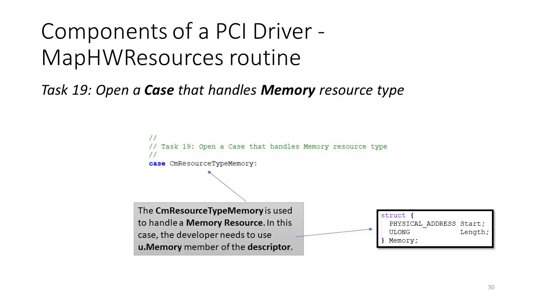Task number 19, open a case that handles the memory resource types. The CM resource type memory is used to handle one or more memory resources provided by the device. In such a case, the developer needs to use the U.memory member of the descriptor variable.